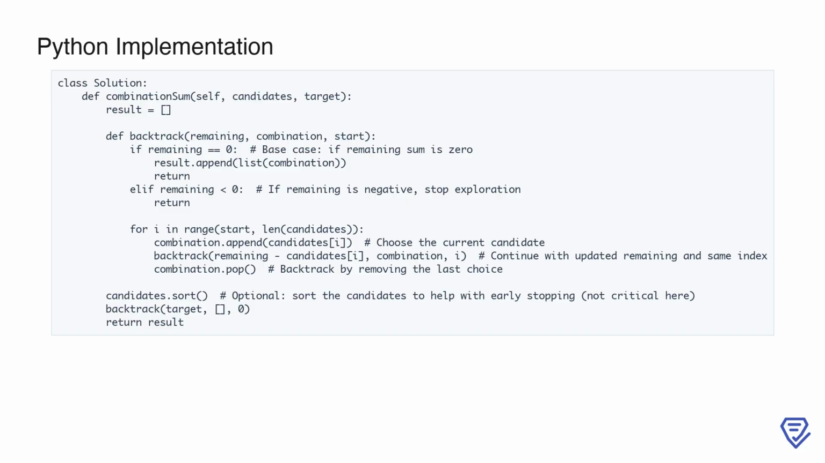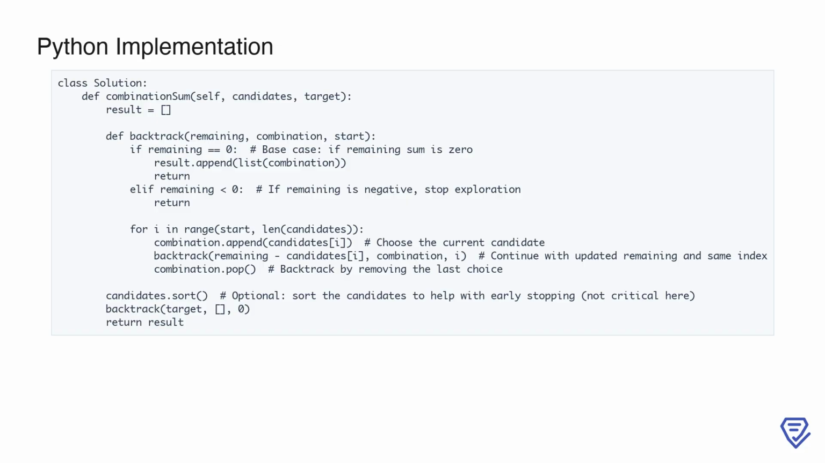2. Backtracking function. The backtrack function is a recursive helper that explores all combinations. It accepts 3 parameters: remaining, the remaining sum to meet the target; combination, the current combination being built; and start, the starting index for the current recursive step. 3. Base cases. If remaining is 0, the current combination is valid, so a copy is added to the result list. If remaining is negative, the recursion stops because further exploration isn't meaningful.